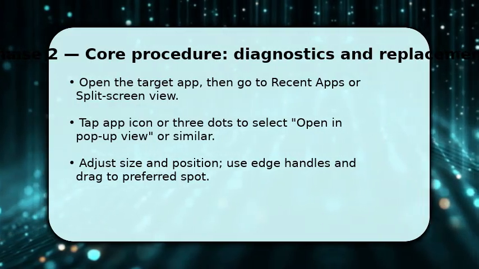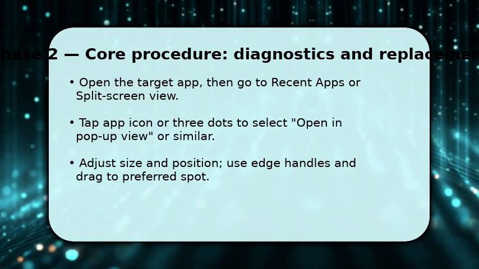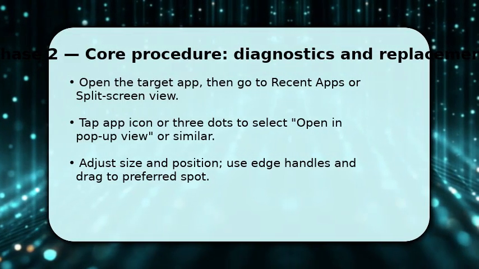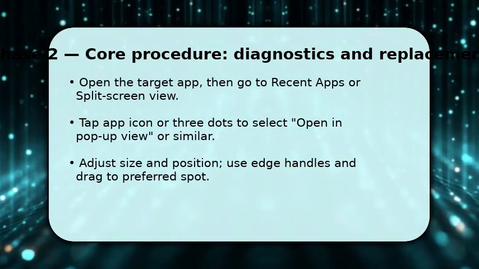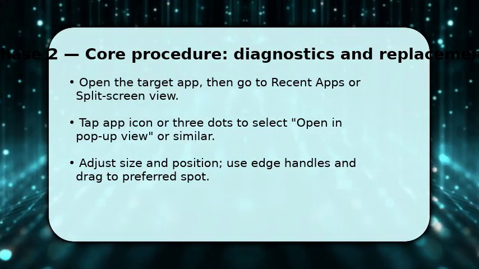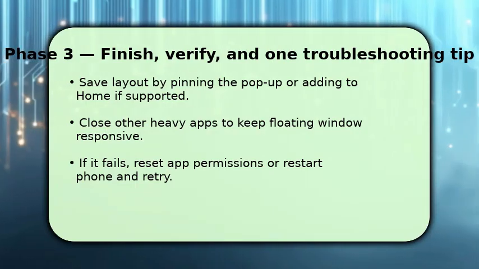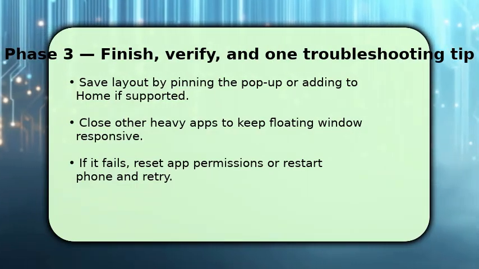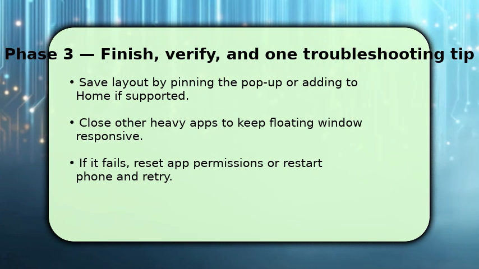If the option is hidden, try split screen first, then tap the app menu and convert the top pane to a pop-up. This gives you precise control over placement and size. Finish by pinning or saving the pop-up arrangement if your UI allows that. It keeps the window available during short tasks.